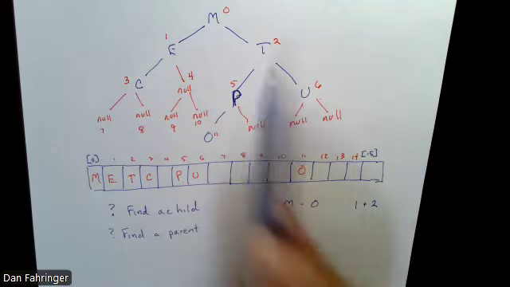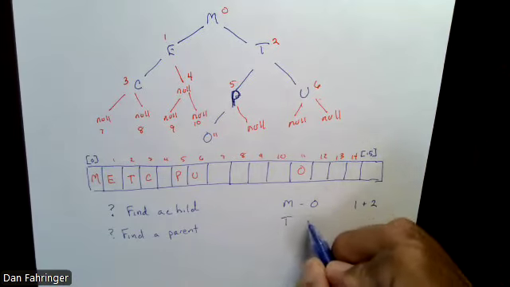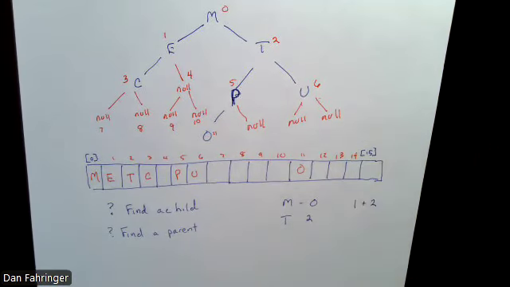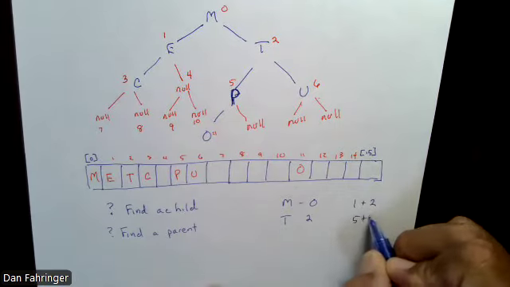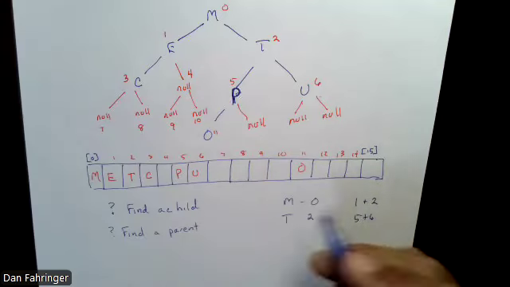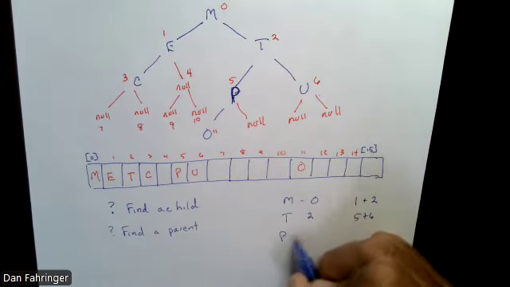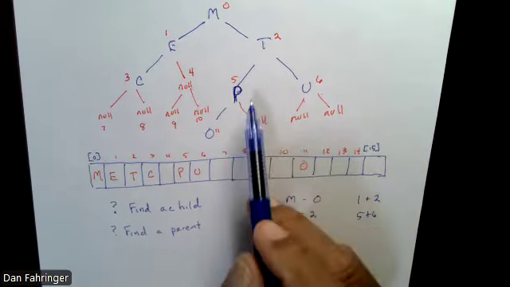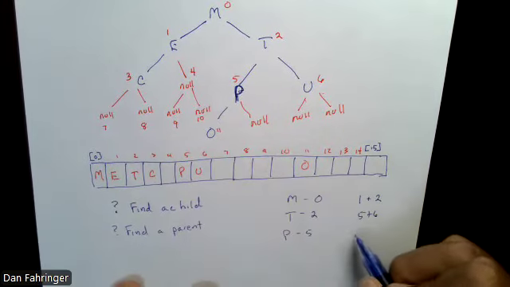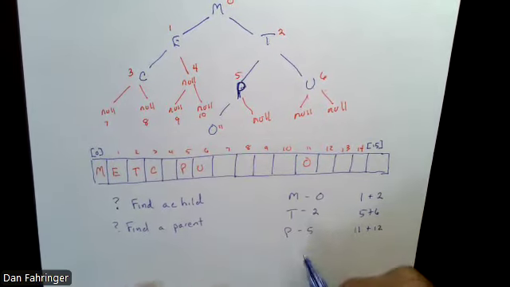Let's pick another one. P. P is at 2. Where are its children? 5 and 6. Let's do one more. P is at 5. Its children are at 11 and 12.